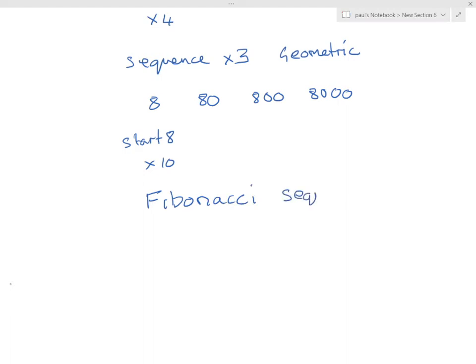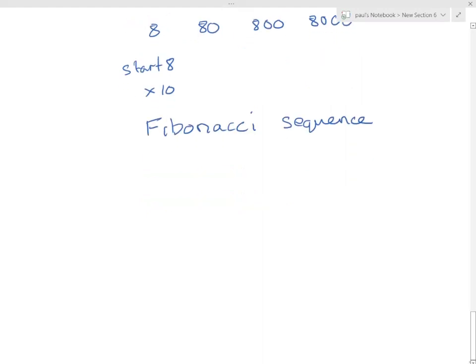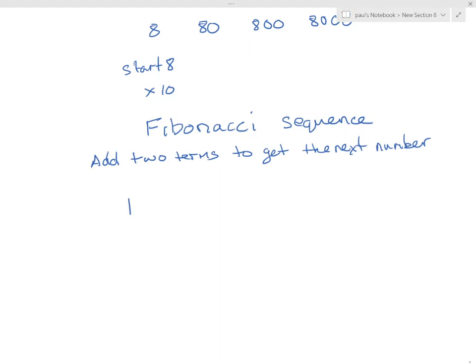Now there are other kinds of sequences, and this one, Fibonacci sequence. He was a 15th century Italian mathematician who came up with this idea, and it's like this. You add 2 terms to get the next number in the sequence. What does that look like? Well, let's start with 1 and 2.